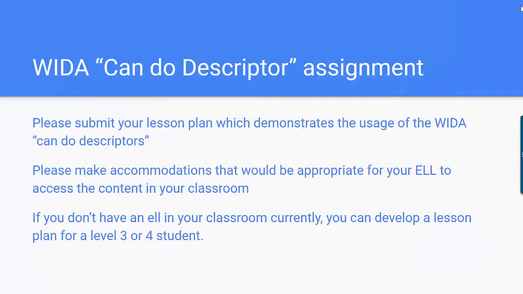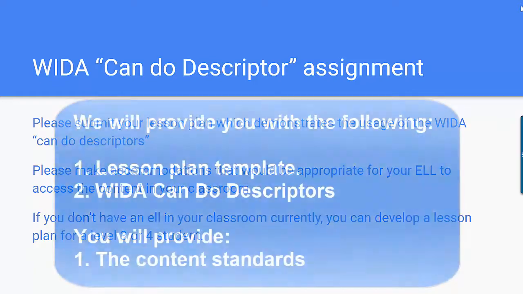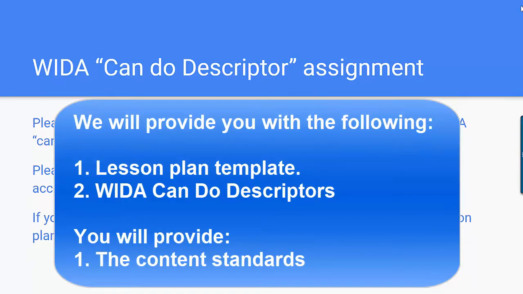The assignment that you're going to have for this particular video is for you to use a lesson plan and the Can Do descriptors and make an accommodation that you would feel would be appropriate for your EL to access the content in your classroom. If you don't have an EL in your classroom currently, you can develop a lesson plan for a level 3 or 4 student. Quite often, that's the level of student that we see in our corporation, a level 3 or a level 4 student. We will provide a lesson plan template, the WIDA Can Do descriptors for your grade level, and you have your content area standards.